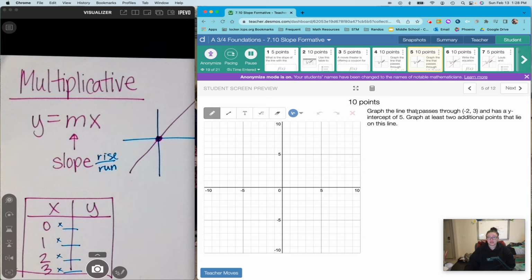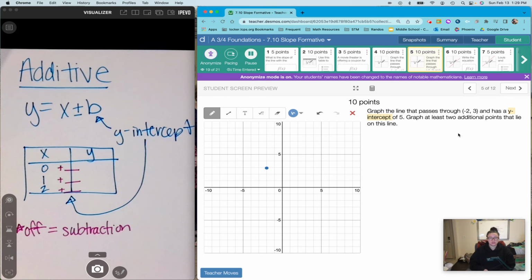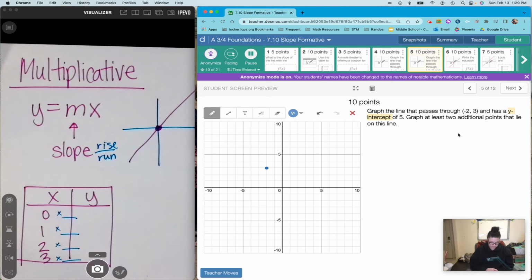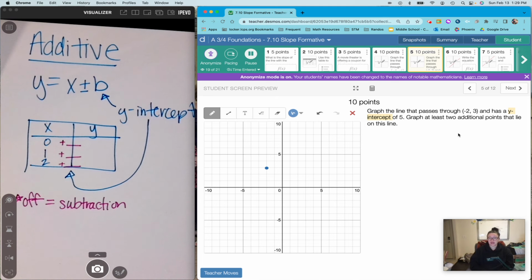This one says graph the line that passes through -2, 3 and has a y-intercept of 5. So first off my point, -2, that means to the left 2, up 3. I have that point right there. Then it talks about a y-intercept. Is y-intercept part of additive relationships, or is y-intercept part of multiplicative relationships? Y-intercept means this is additive.